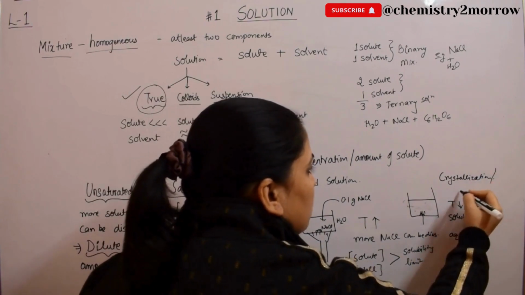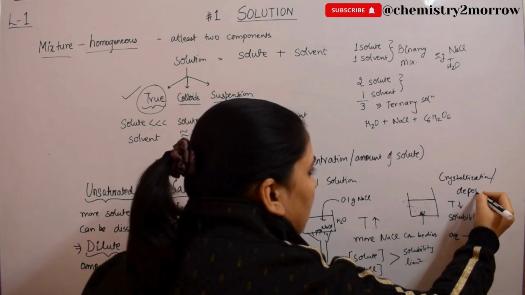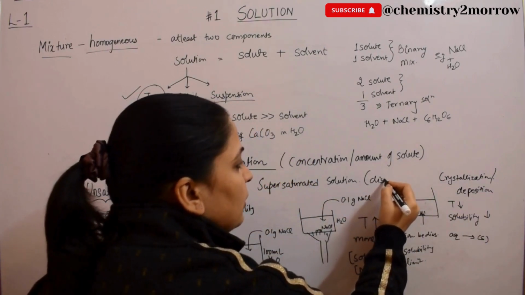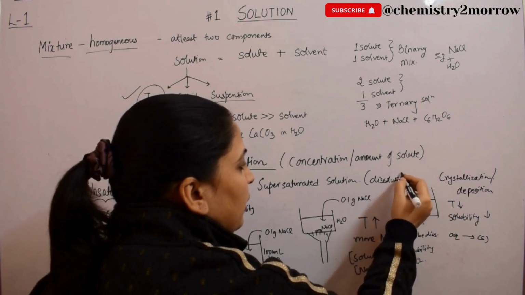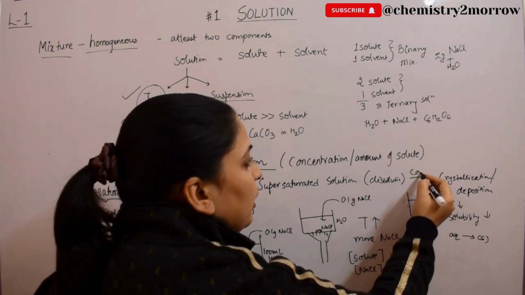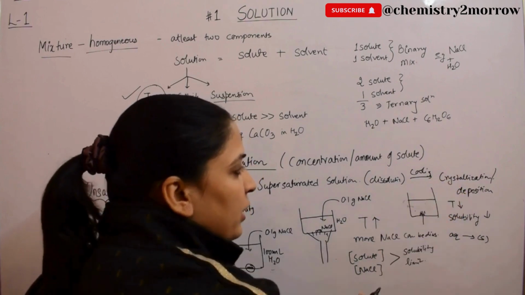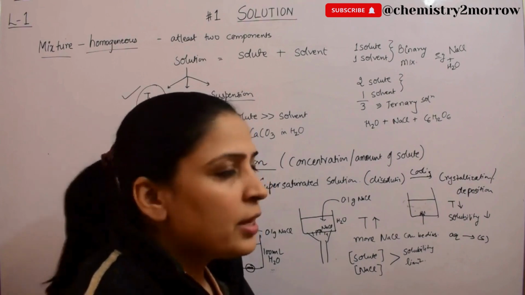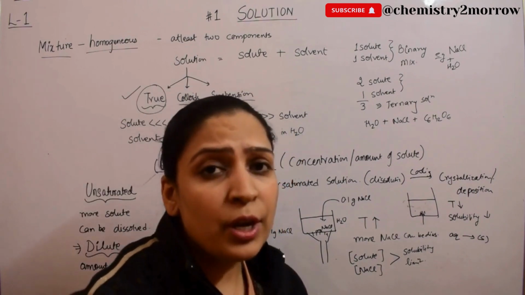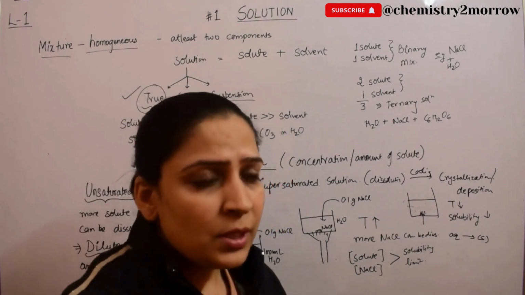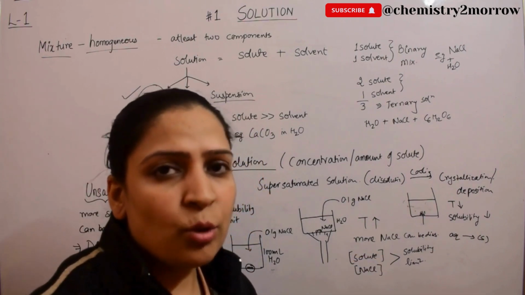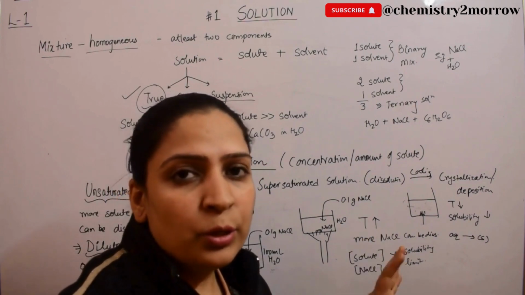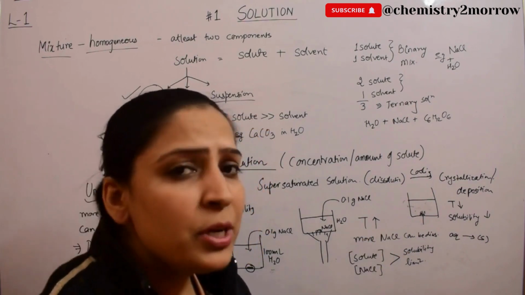Or deposition also. So here it was dissolution, and upon cooling it will get crystallized, turning back to solid, or crystallizing out. This is also one of the ways to purify certain crystals, by first dissolving them at a relatively high temperature and letting them cool down to form crystals.